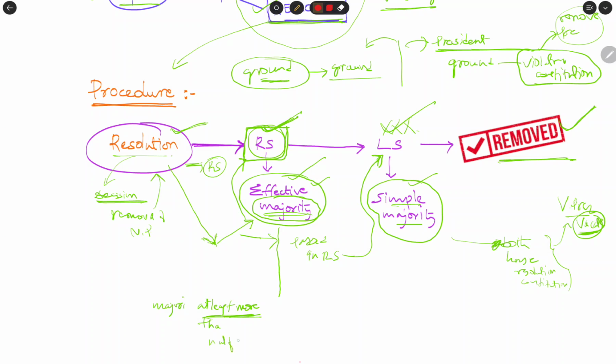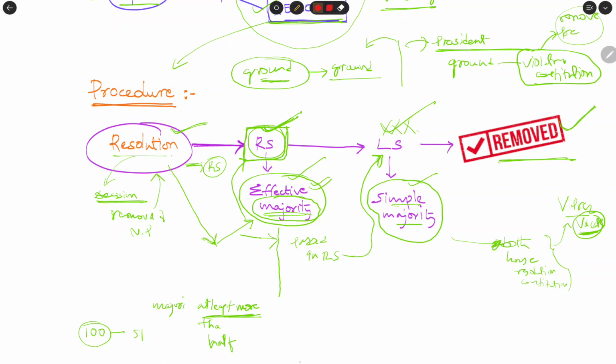Yes or no? More than half of the house. For example, if 100 is the strength of the house, then what would be the majority? 51. At least more than half, that is, 50 plus 1. 51 is the minimum. This is the majority.